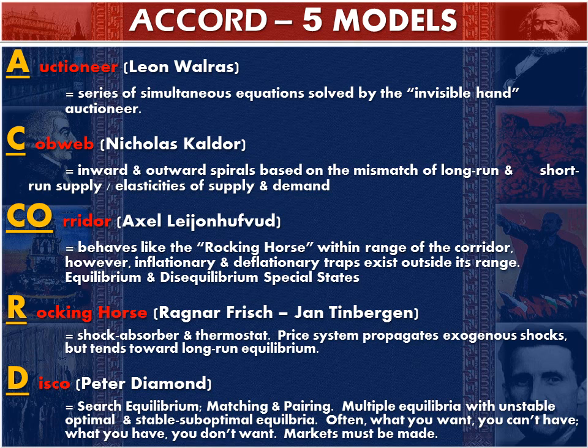The fourth model is the rocking horse model, and this is by two older economists named Ragnar Frisch and Jan Tinbergen. And this basically posits that the economy works like a shock absorber or a thermostat. So basically everything, like the auctioneer said, is in balance, but sometimes things jolt it. For example, there might be an oil shortage in the Middle East, or there might be a technological change, right? The invention of iPods might, let's say, create exogenous shocks.